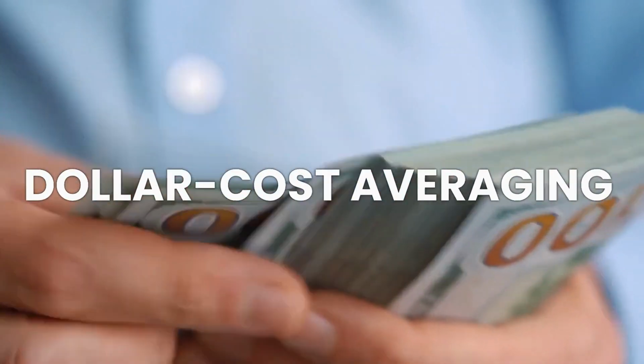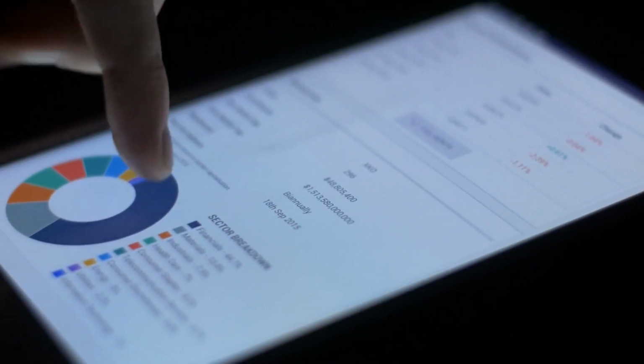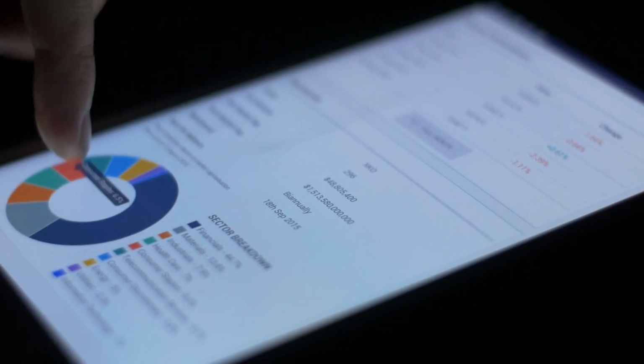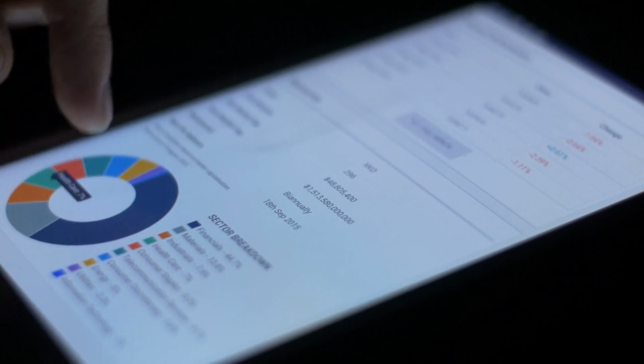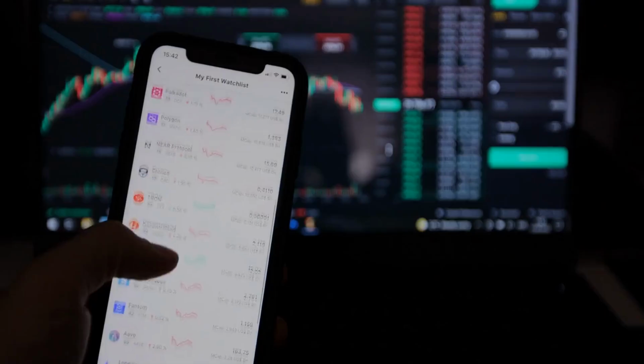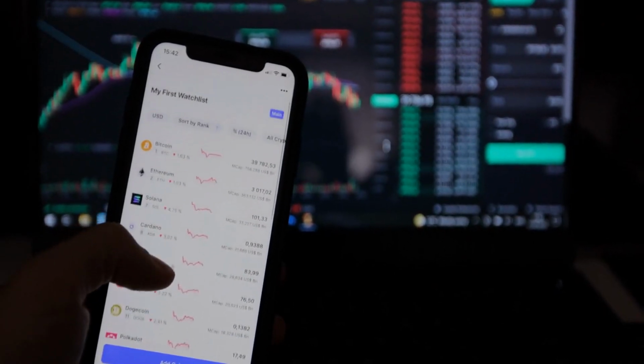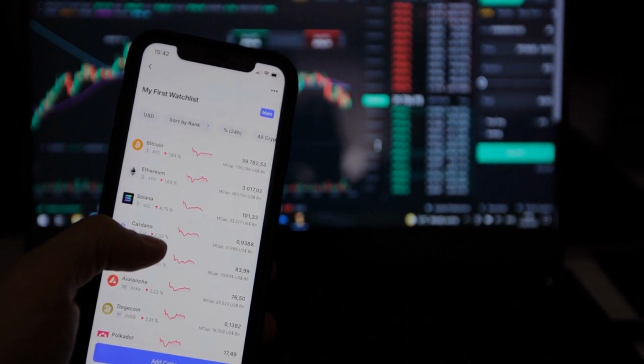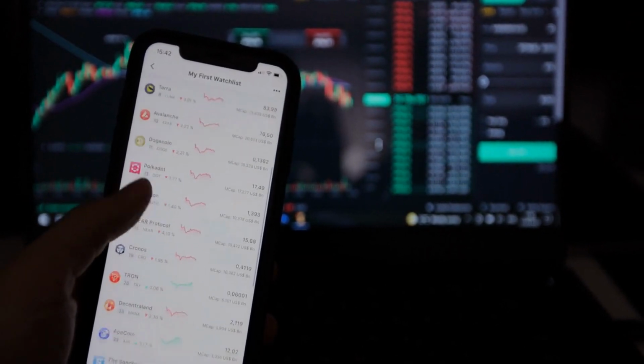Dollar cost averaging. This involves investing a fixed amount of money at regular intervals, regardless of the stock's price, in order to average out the cost of the investment over time. Investors who use this technique aim to reduce the risk of buying an asset at a high price by buying small amounts at regular intervals.